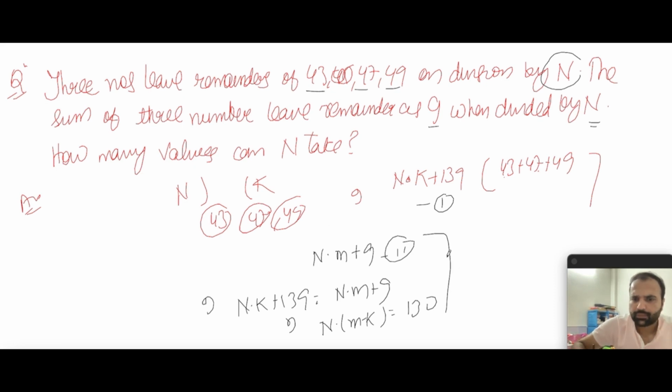Okay, for an example, let's say those three numbers are 55, 82 and 71, just for an example, and they are divided by some number n which gives remainders 43, 47 and 49. Now even the sum of these three numbers, when divided by n itself, would leave the remainder as 9.